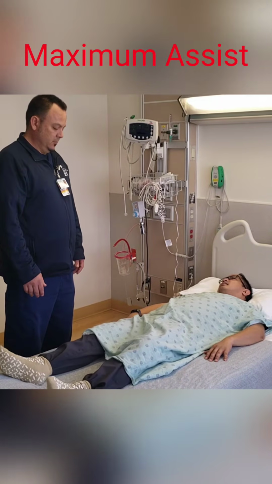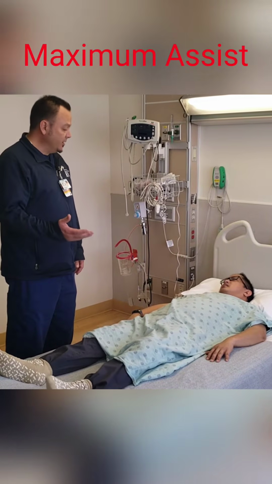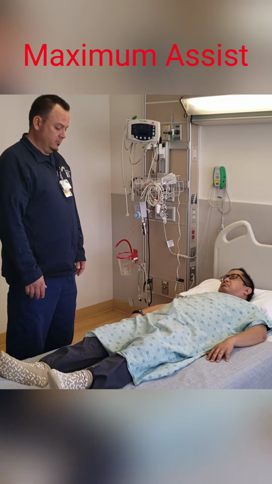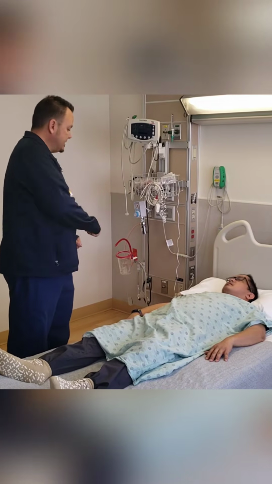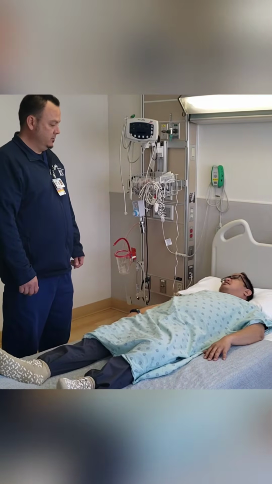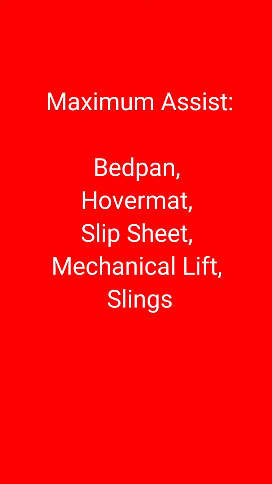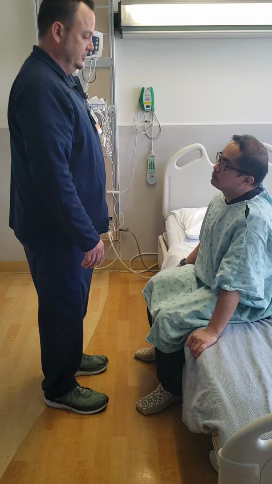If the patient is unable to lift their legs or roll from side to side, they are a maximum assist. This patient is a maximum assist. He will require a bedpan for toileting, the use of an air transfer device such as a hover mat, or other friction-reducing devices such as a slip sheet. For other larger movements and repositioning, mechanical lifts and slings should also be utilized.